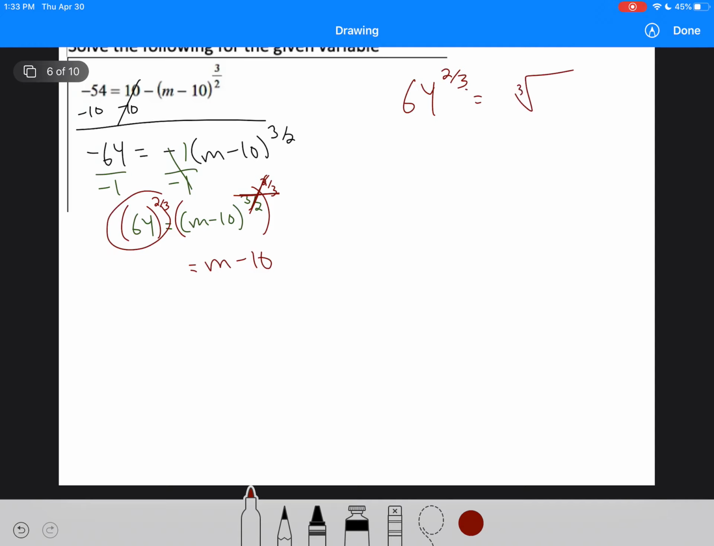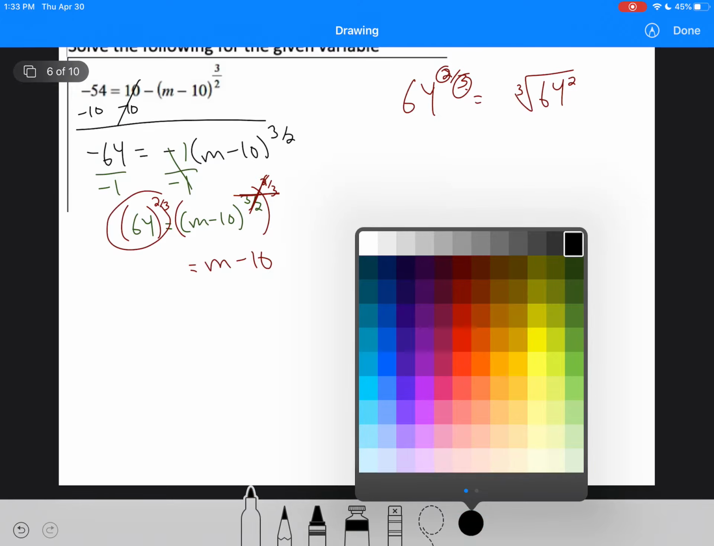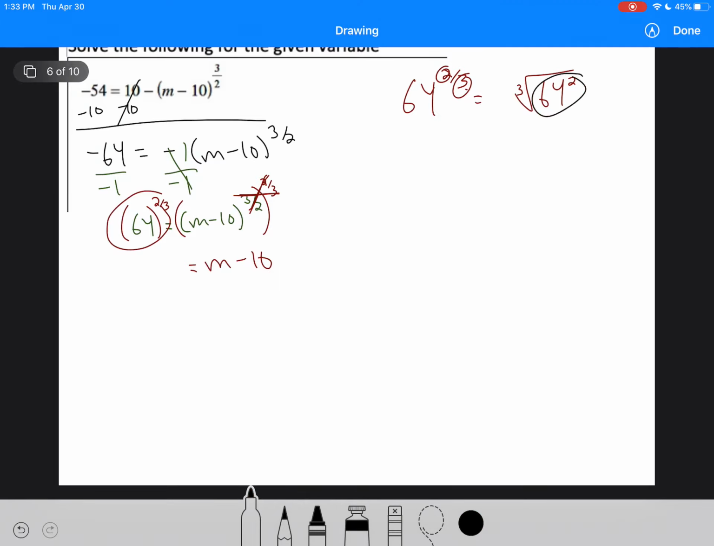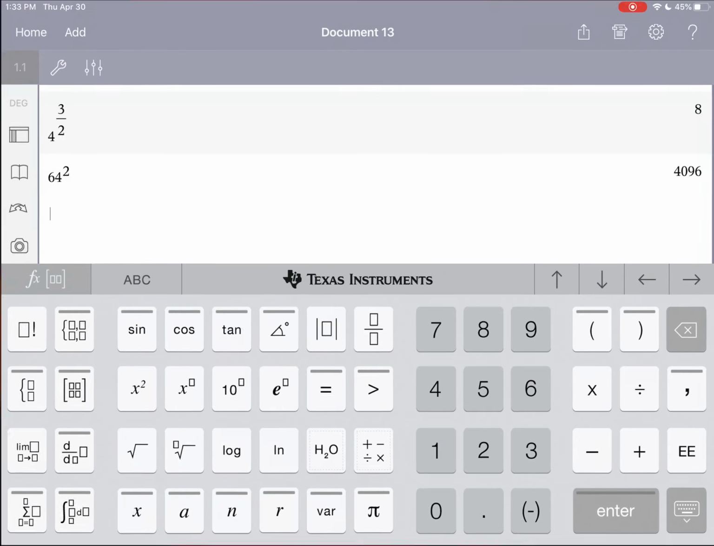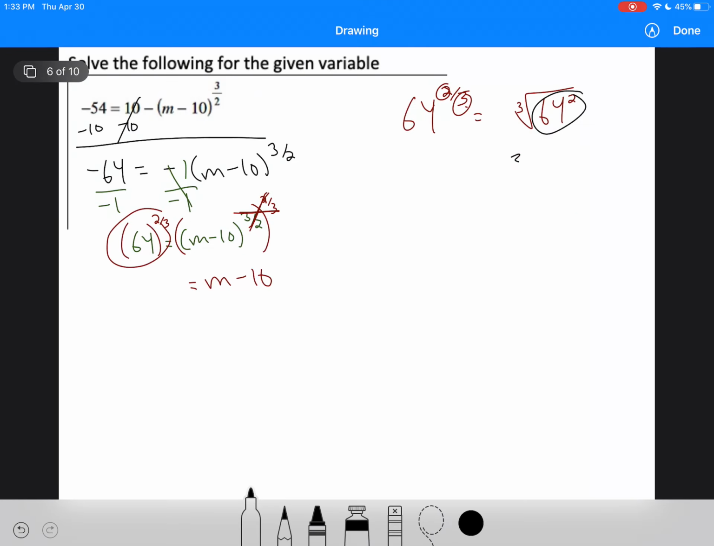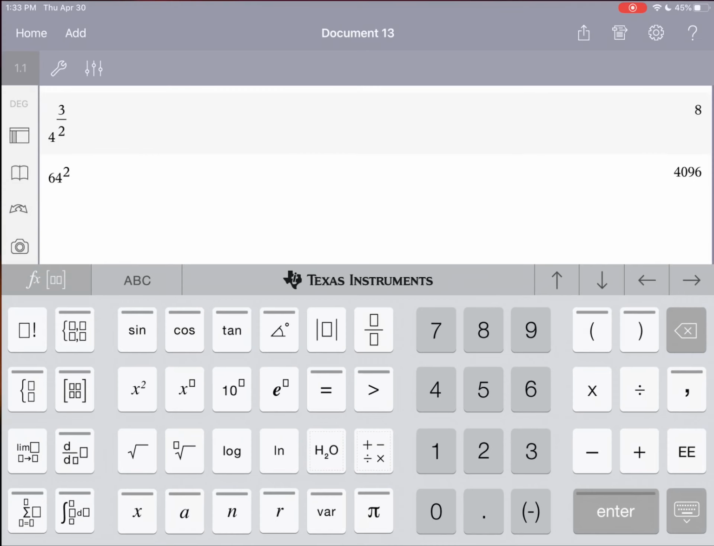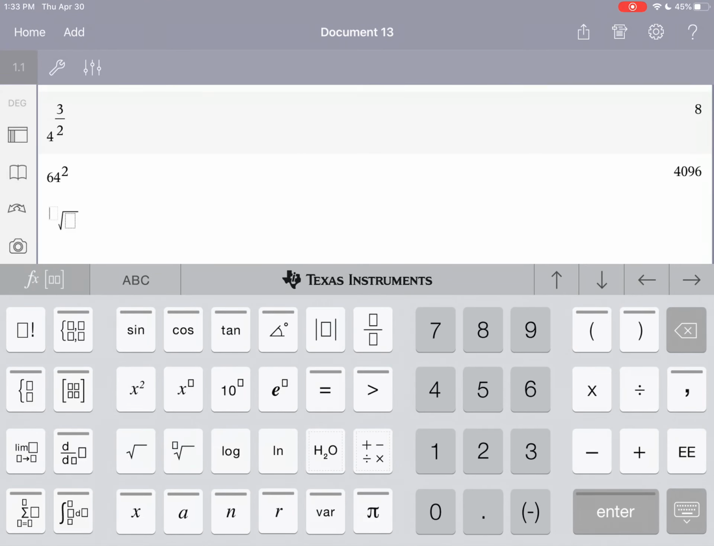If it's a clean number, we could put it in the calculator, but let's rewrite it as a radical. So the 3 goes here, the denominator determines the root, and 64 goes inside. This 2 goes as the exponent. That's a refresher from last class. And then 64 squared, I need to put that in the calculator. 64 squared is going to be 4096. So then you have the cube root of 4096.